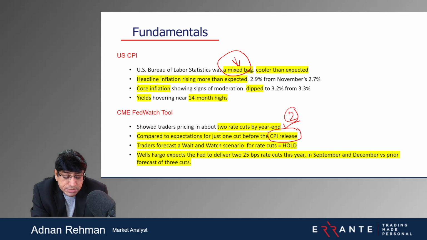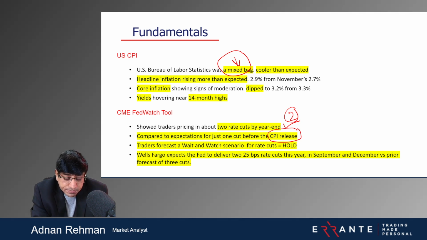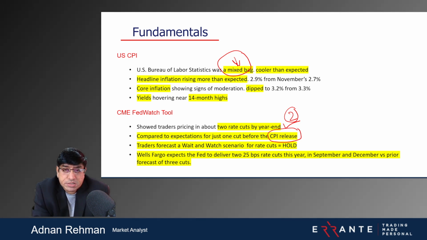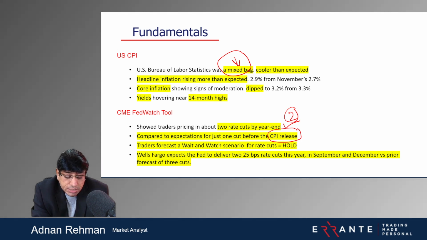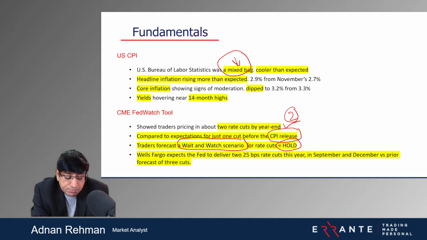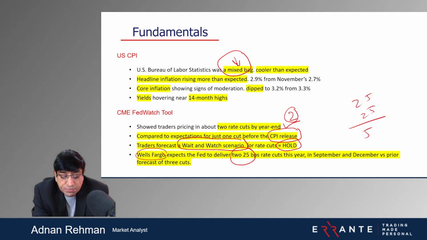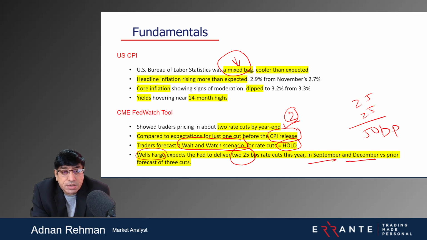So now they are saying 2 rate cuts, while earlier 1 was projected. Now let's come to the traders, guys like me and you who go in for trading. They are looking for a wait and watch approach, which means a hold scenario. I'll take you to the next chart and you can understand it very well. Now, Wells Fargo is expecting the Fed to deliver 25 basis points of rate cut twice, so 50 basis points in total, 1 in September and 1 in December.